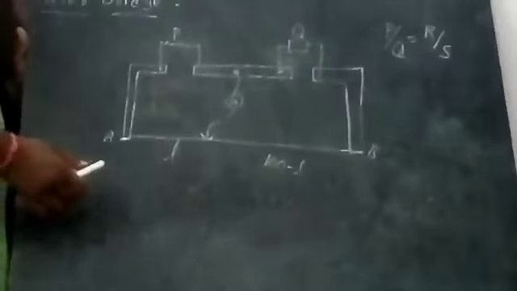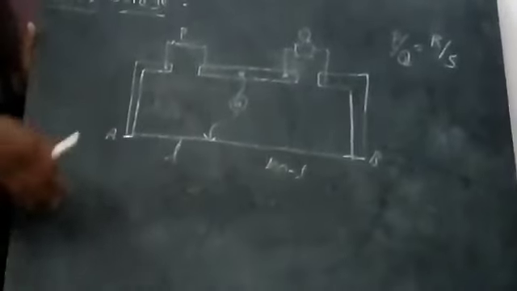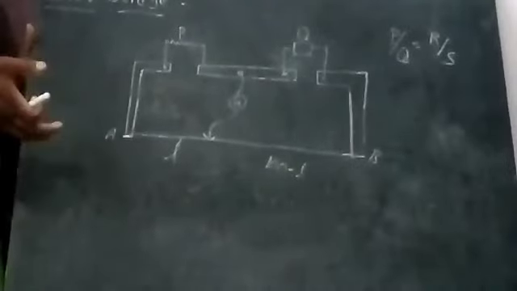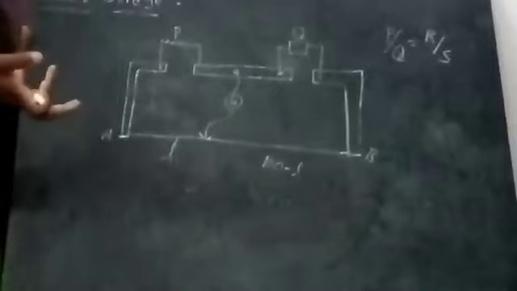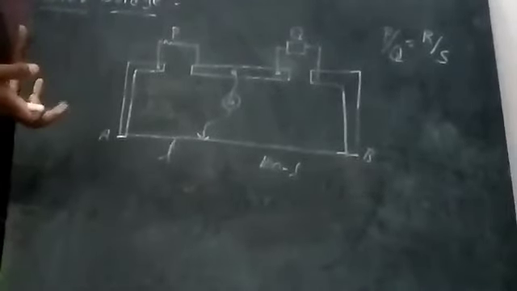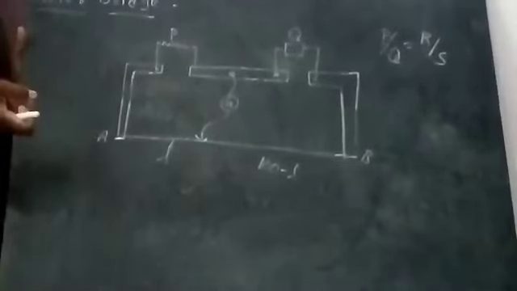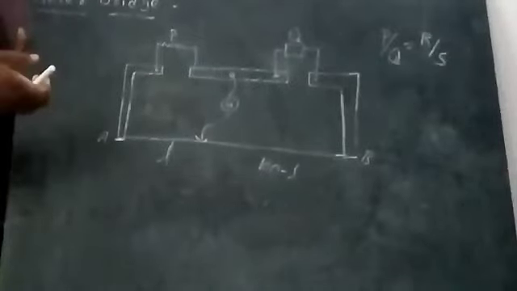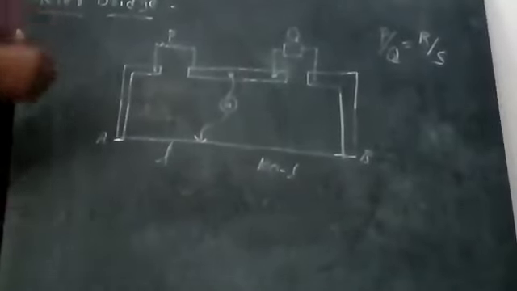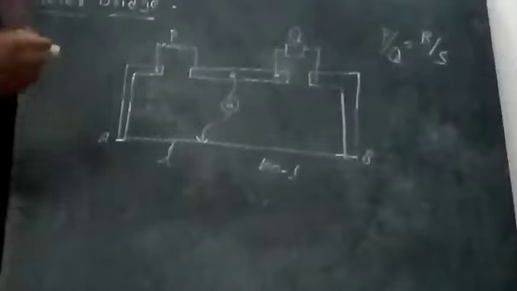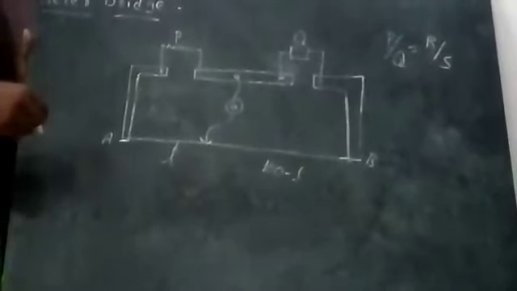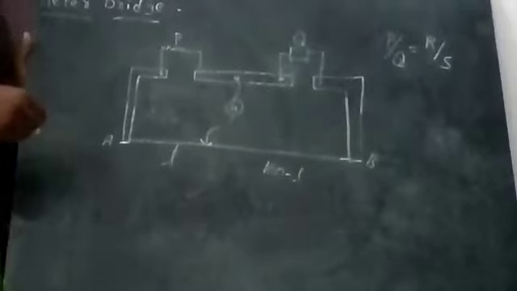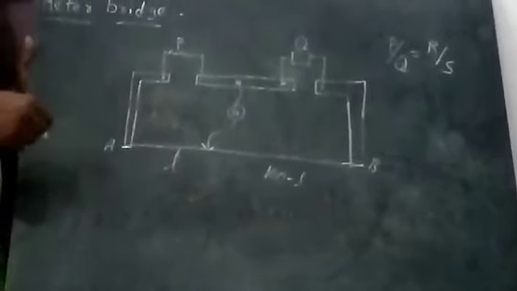First, we should know the difference between Wheatstone's bridge and the meter bridge. In Wheatstone's bridge, the resistance values are fixed, and one unknown resistance value can be found using the relation P by Q is equal to R by S. But in the case of the meter bridge, we can vary the resistance value by using a 1 meter manganese wire. That is the reason this meter bridge is more accurate than Wheatstone's bridge.